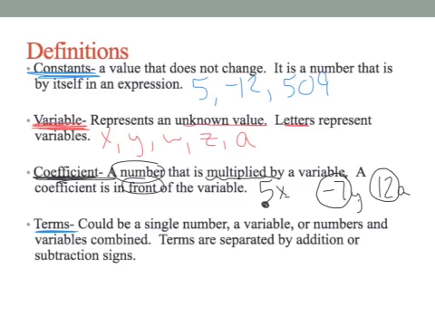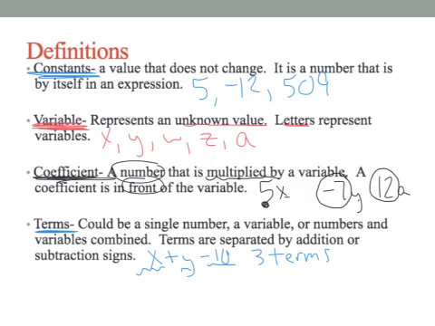So let's say we had x plus y minus 10. So we're going to count how many terms. So the first term is x, the second term is y, and the last term is this negative 10. So here we have 3 terms. So how many things you're adding or subtracting?